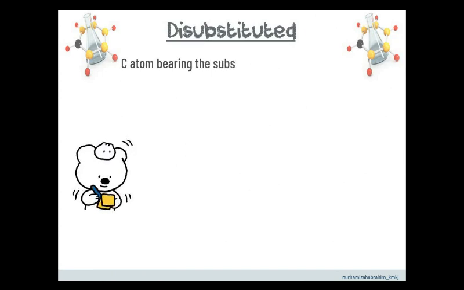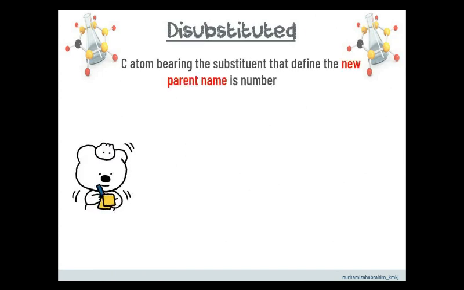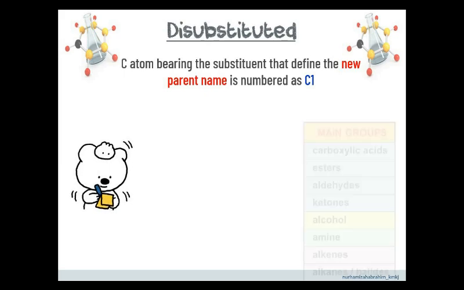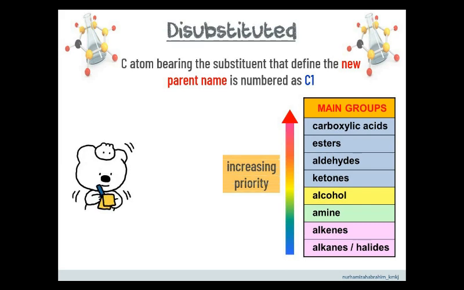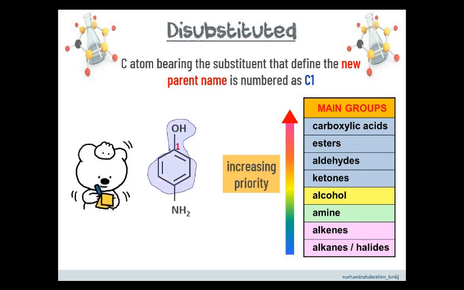The carbon atom bearing the substituent that defines the new parent name is numbered as carbon 1, which is based on priority: the highest is carboxylic acid, followed by esters, aldehydes, and ketones. For this structure, the hydroxyl group will be numbered as carbon 1, which gives the new parent name, phenol, while the amine substituent becomes 4-amino. Thus, the name is 4-aminophenol, or p-aminophenol.